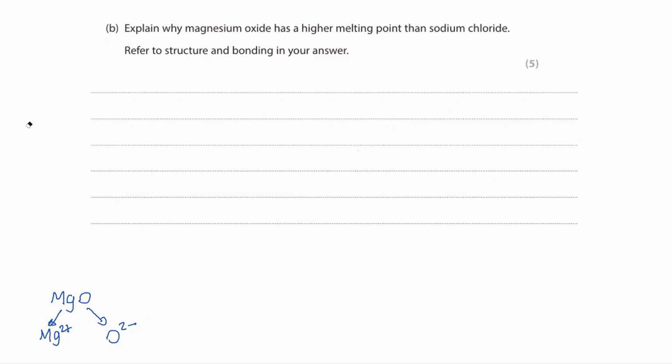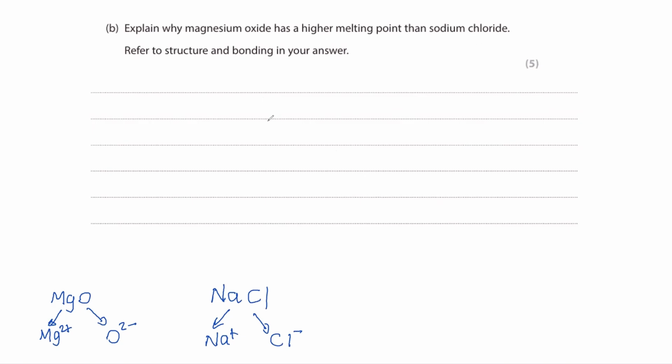And if you take sodium chloride, sodium is a group 1 metal, so it is made out of the sodium plus 1 ion. Chlorine is a group 7 element. It needs only 1 more electron to go to group 8. So it has minus 1. So we have plus 2 minus 2 and plus 1 minus 1. They are asking which one. Refer to the structure and bonding. Explain why magnesium oxide has a higher melting point than sodium chloride.